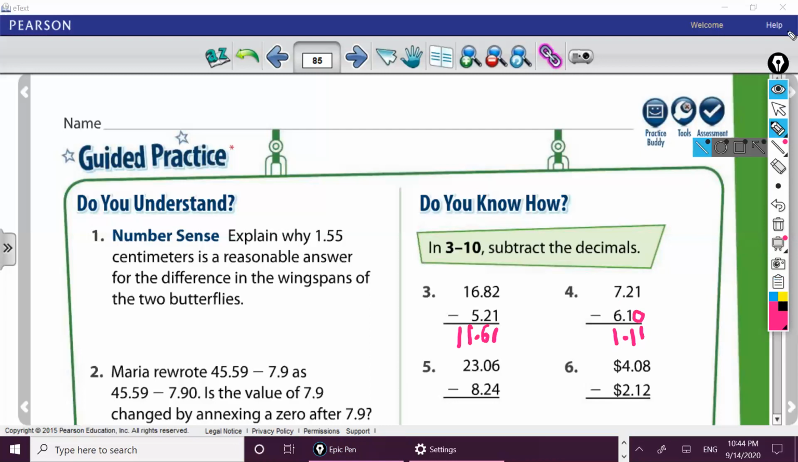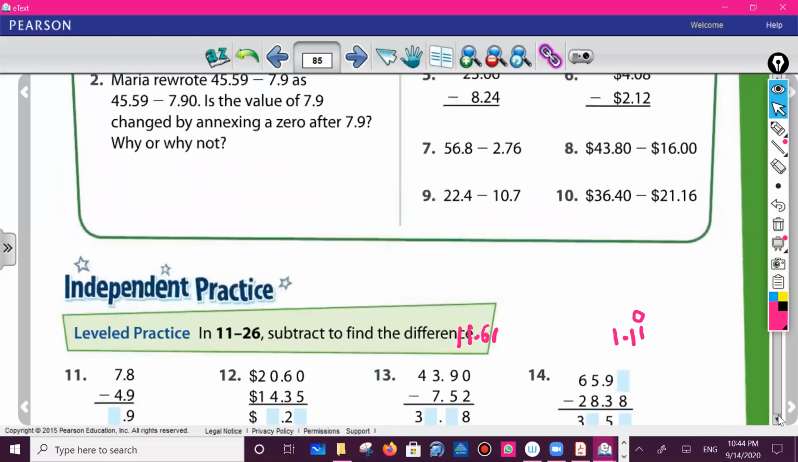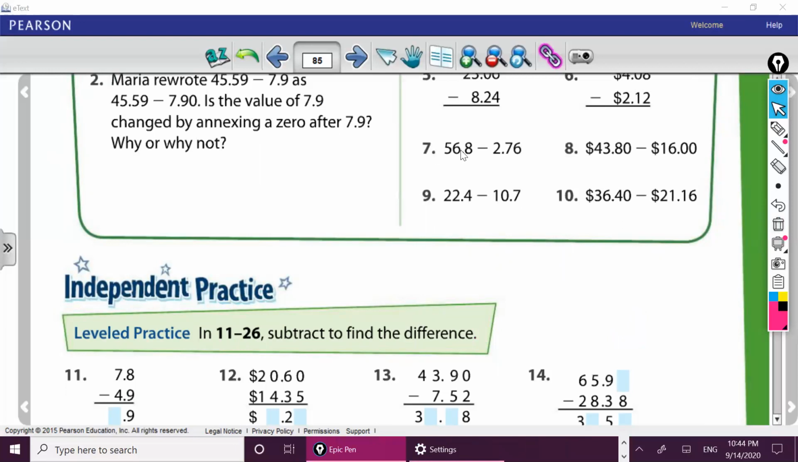Let's choose another one different from this one. I will move down. Look at number 7 here. It is the same, but it is in the horizontal way. So I need to change it to the vertical way. I will rewrite this one. It's easier to subtract using the vertical way. So I will line up the decimal point first.